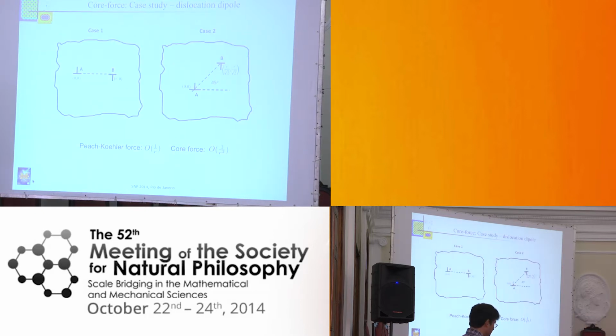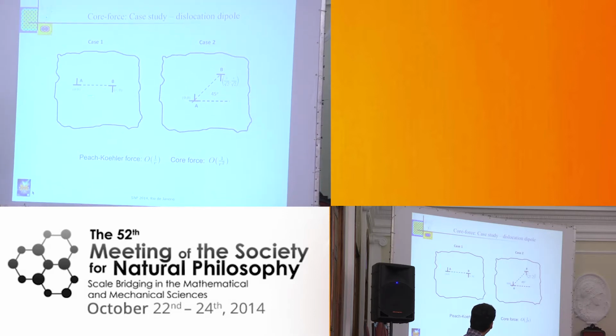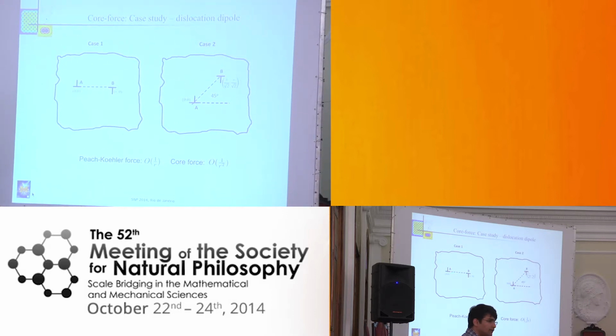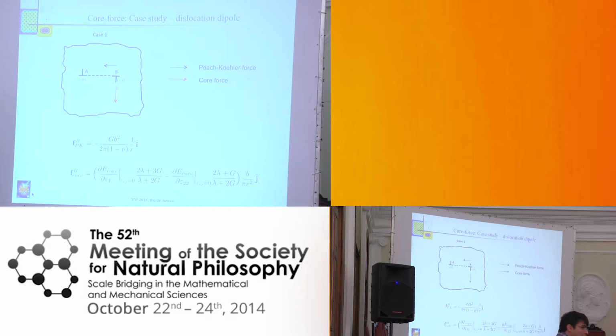So we looked at these two configurations. One where the dislocation dipole is along the slip plane, and another where the dislocation dipole is at 45 degrees to the slip plane. The Peach-Koehler force is going to be order 1 over r, where r is the distance between these two dislocations. And the core force is order 1 over r square, because this is dependent on the gradients of the strain fields, which go as 1 over r square. So still, this can be fairly long range, because it still has an algebraic decay. But we wanted to quantitatively understand how relevant this is.